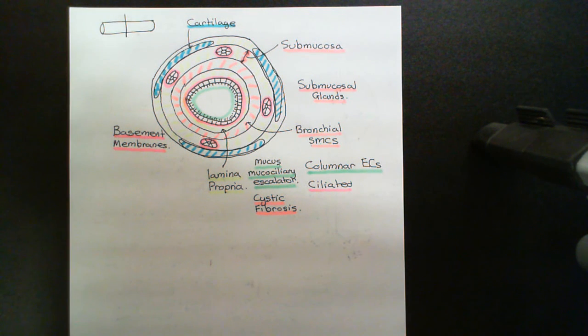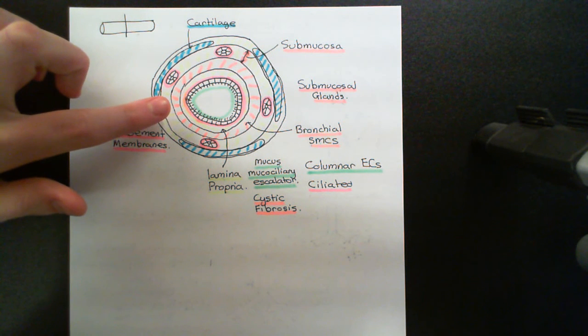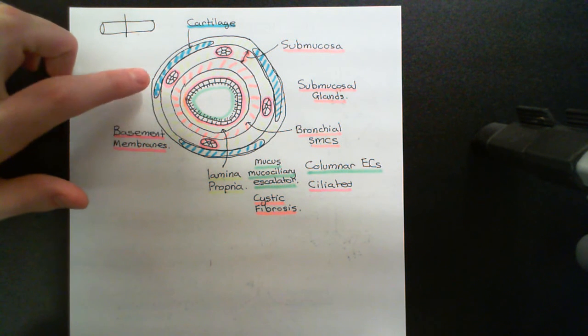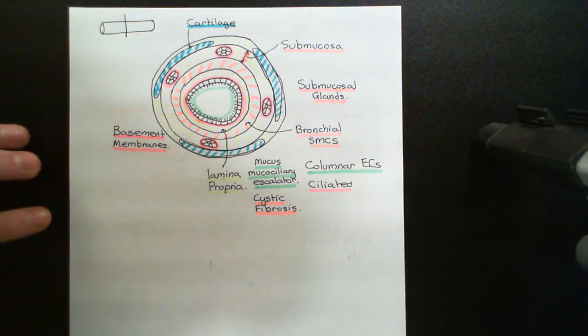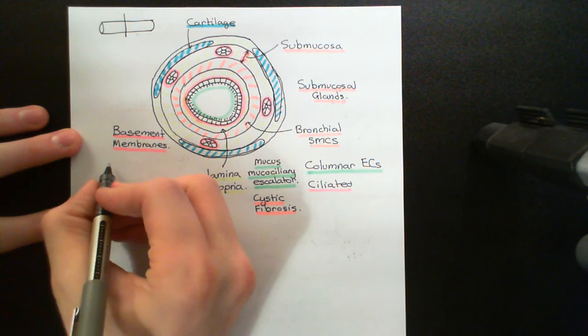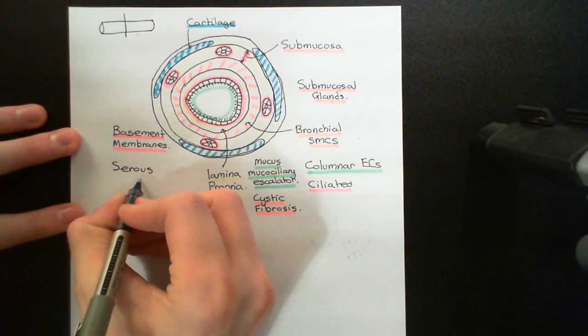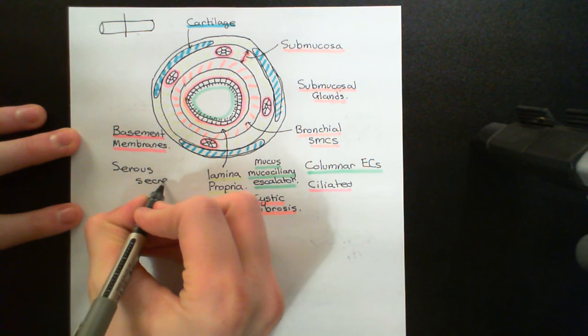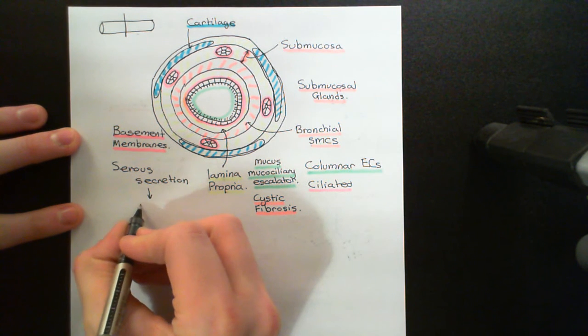Right, so where was I? So I was going to talk then about where the mucus is actually produced. Now, the mucus is produced by the submucosal glands, but also by the surface epithelium itself. So, to produce mucus, there are two stages. Firstly, you have to produce what's known as a serous secretion, and then you have to add to this serous secretion lots of things which turn it into a mucus.